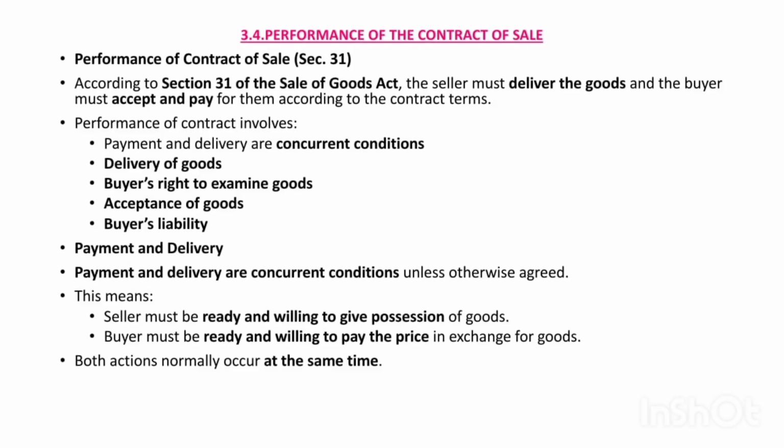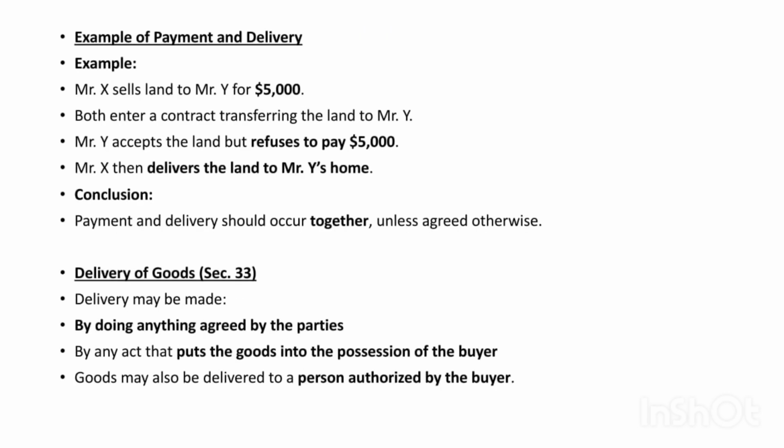Now let's see payment and delivery. Payment and delivery are concurrent conditions unless otherwise agreed. Concurrent means at the same time, so it is cash and carry. This means the seller must be ready and willing to give possession of goods, and the buyer must be ready and willing to pay the price in exchange for goods. Both actions normally occur at the same time, right? Then an example of payment and delivery is given.